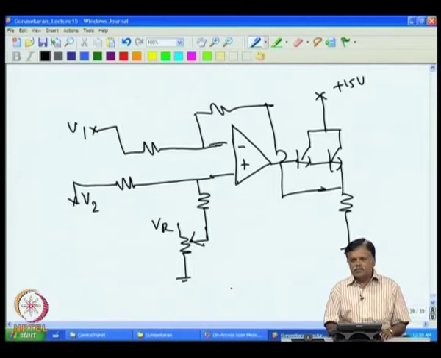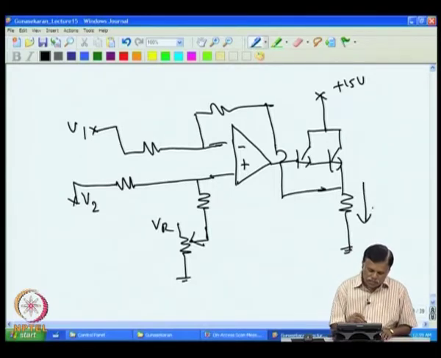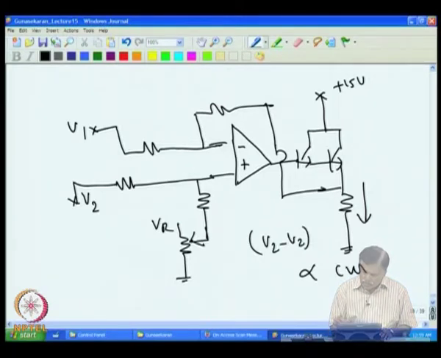Now, this gives you the current through this. It depends on the difference between V1 and V2. Say V2 minus V1, V2 minus V1 gives you the current. So, this can be used as a current transmitter. If you look at how it is working, we can explain this by putting in values.